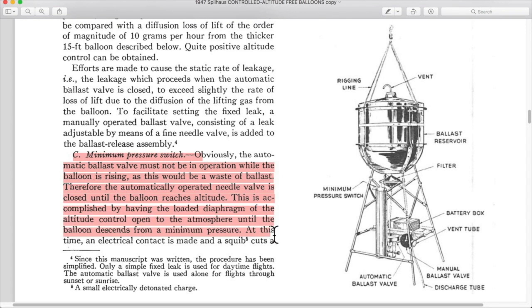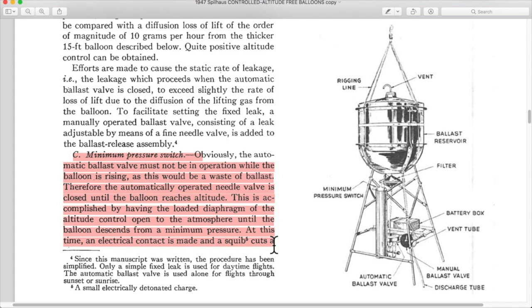Minimum pressure switch. Obviously, the automatic ballast valve must not be in operation while the balloon is rising. This will be a waste of ballast. Therefore, the automatically operated needle valve is closed until the balloon reaches altitude. This is accomplished by having the loaded diaphragm of the altitude control open to the atmosphere until the balloon descends from a minimum pressure. Minimum pressure means maximum altitude.